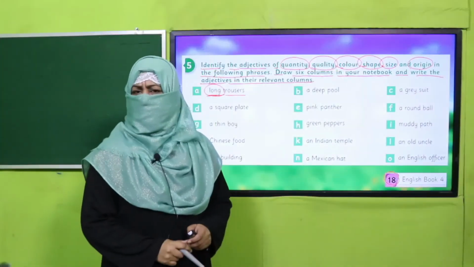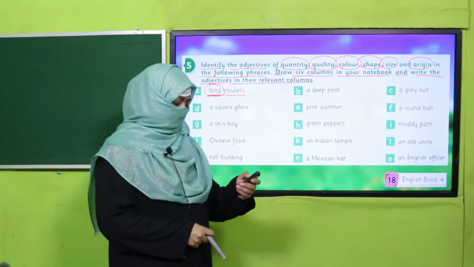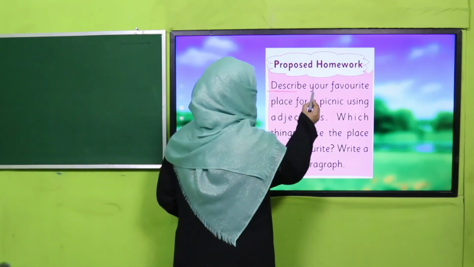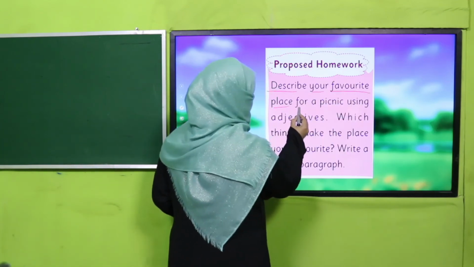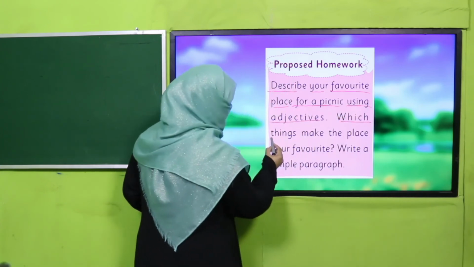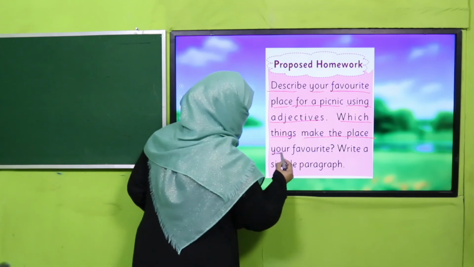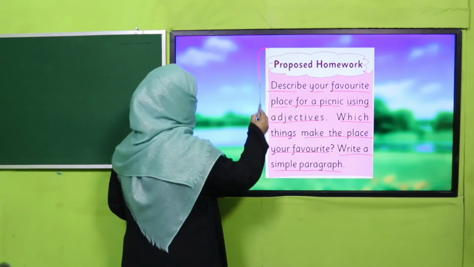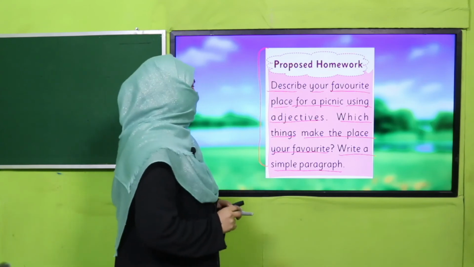Yes, my dear students, are you done with it? Good job. So it's time for your homework. What you're supposed to do: describe your favorite place for a picnic using adjectives, which things make the place your favorite. Write a simple paragraph. Now you know how to write a paragraph, so use adjectives to describe that place.